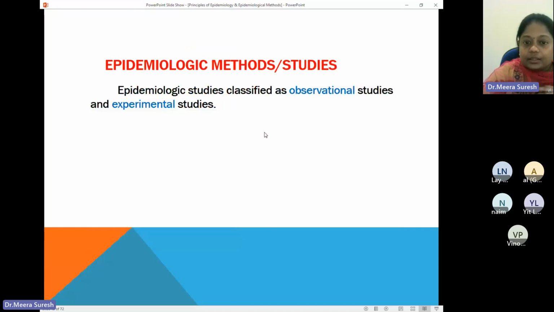Now, the epidemiological methods of studies. So we went through the tools, the rate, ratio, proportion. We understood the difference. Then we went to the mortality rate. We saw the crude death rate, the specific death rate, the case fatality rate, survival rate, and also the proportional mortality rate. We saw the difference, especially between the specific death rate and the proportional mortality rate. It is the denominator that is changing. And then we went to morbidity, incidence, and prevalence.